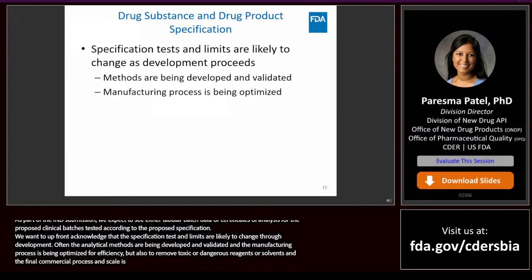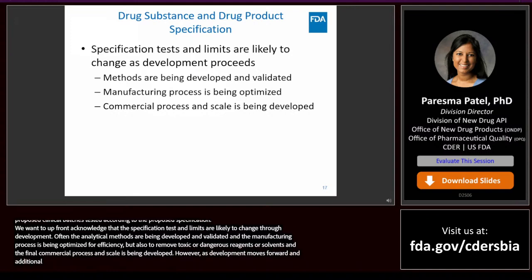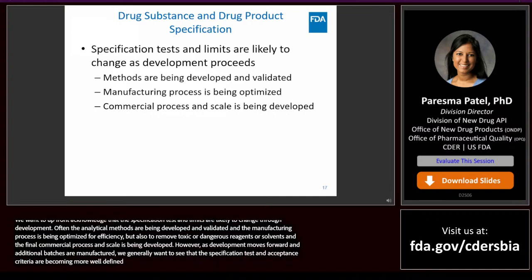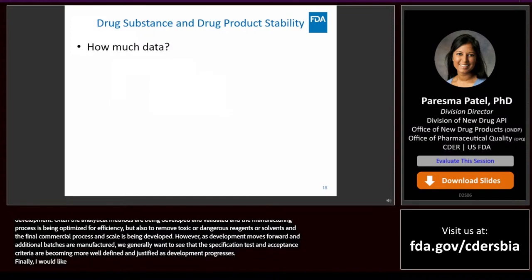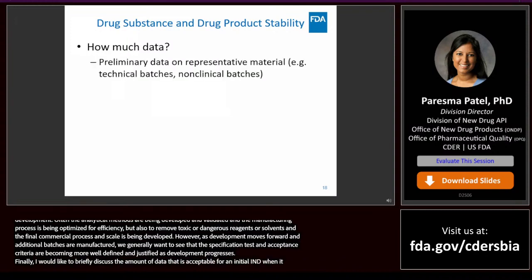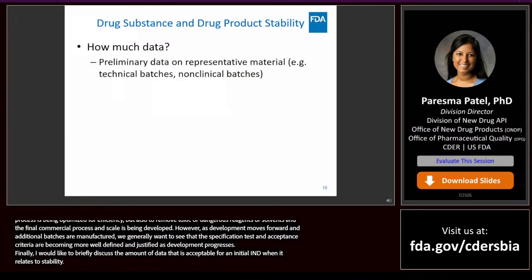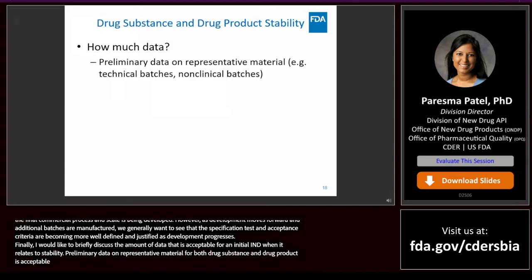However, as development moves forward and additional batches are manufactured, we generally want to see that the specification, test, and acceptance criteria are becoming more well-defined and justified as development progresses. Finally, I would like to briefly discuss the amount of data that is acceptable for an initial IND when it relates to stability. Preliminary data on representative material for both drug substance and drug product is acceptable for an initial IND submission. If stability information on the clinical batches is available, that information should be provided.